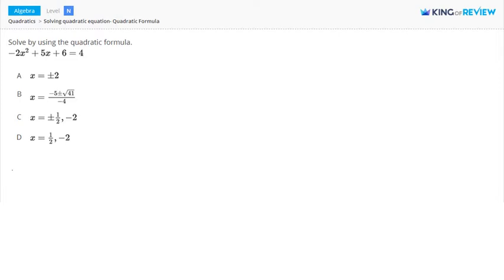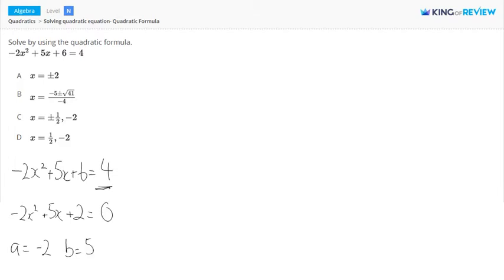So let's start off by making this equation a little bit nicer. Because we don't want this 4, so we want to move it over, meaning we're going to subtract 4 from both sides. 6 minus 4, which is 2. So now we know our a, b, and c values. Our a value is -2, b is 5, and c is 2.